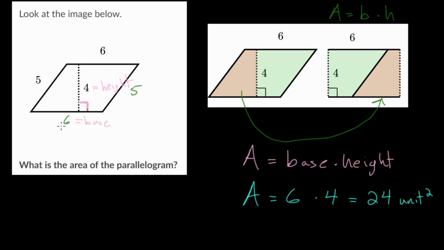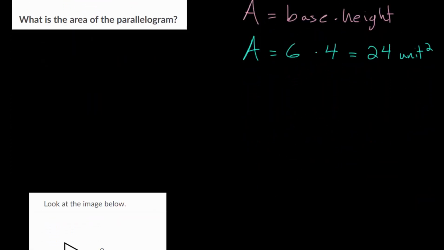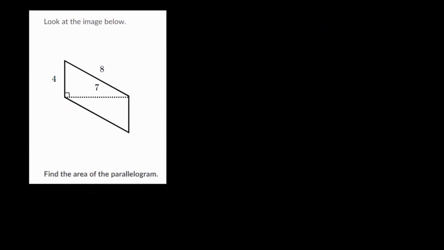So that's the general process. If you want to understand where this formula comes from, it's from taking the parallelogram and transforming it into a rectangle. But ultimately, you just need to remember the formula that whatever the base is, you multiply that by the height. So let's do one more problem.